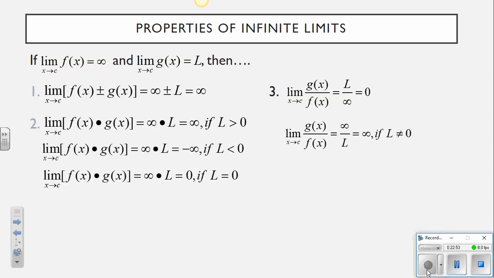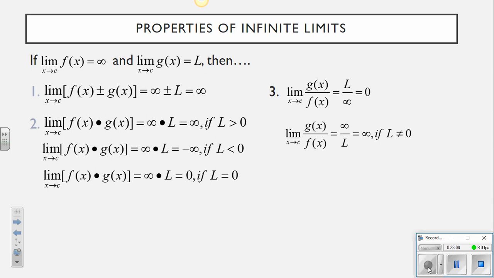All right, so here are some properties of infinite limits that we need to discuss. So go ahead and take a second to copy these down, and then we'll discuss them in a moment. Go ahead and jot down 1, 2, and 3, and then we'll discuss them. Go ahead and pause and do that real fast.